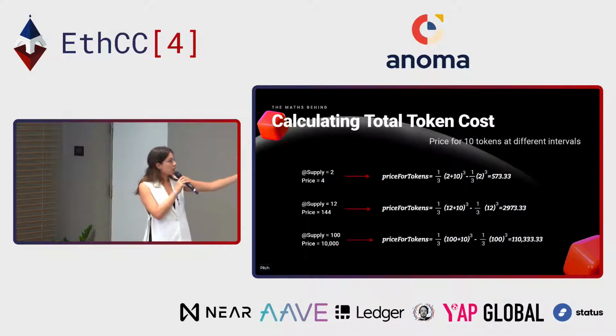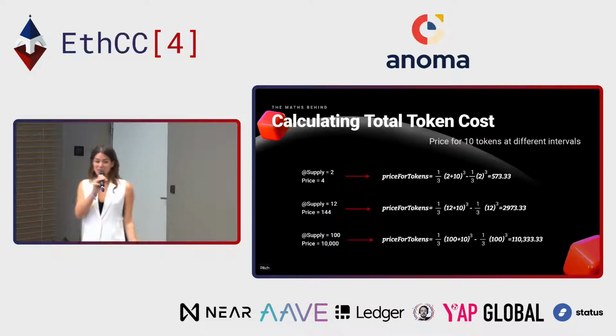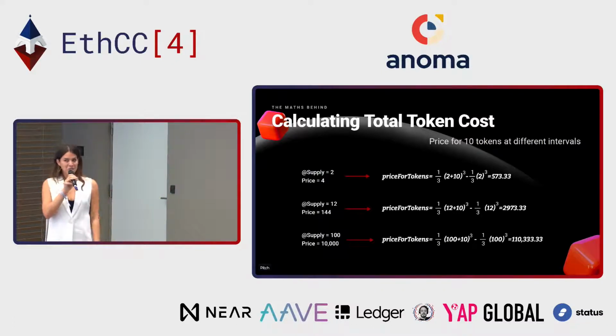But then let's say another investor comes in at supply equals 12. They would see the price equals 144. They're okay with it. They do another 10 tokens, and you do that same equation. It's now 2,973, or 297 DAI per token. Extrapolate that down a little bit more, and you have basically 10,000 DAI per token for the person who comes a little bit after that.